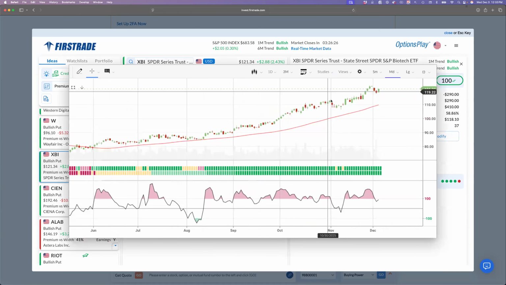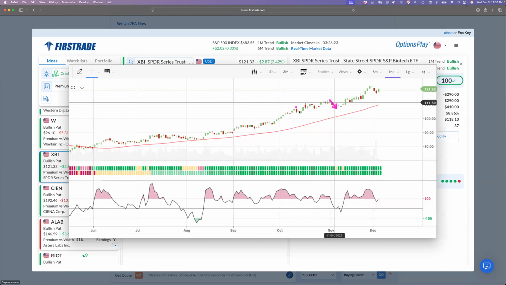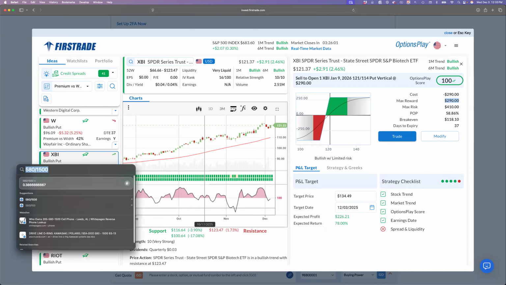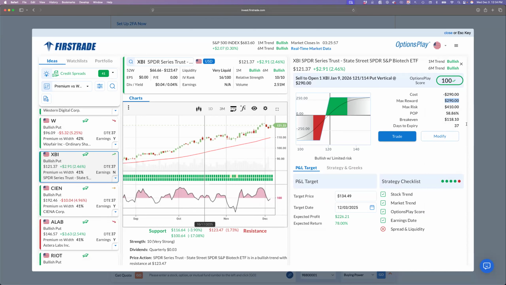XBI. What we look for a lot of times is that these pullbacks are quite shallow, right? And this is what we got, a bit of a shallow pullback, and the stock is moving higher here. This is collecting $2.90 for a, or sorry, 114/121, so it's a $7 wide credit spread, and we're collecting $2.90. So $2.90 divided by $7 is 41% of the vertical width, right? So this is for the biotech ETF.